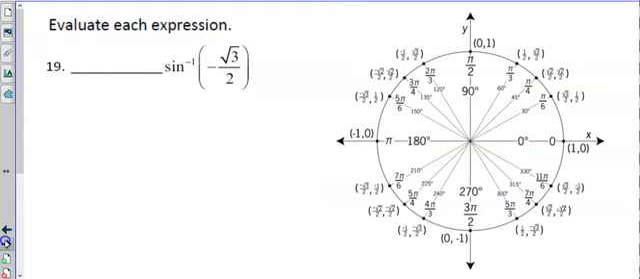All right, moving on. Sine inverse of negative root 3 over 2. So we are looking for our y value to be negative root 3 over 2. Y values are going to be negative down here. And there's one. And there's one. So 240 and 300.